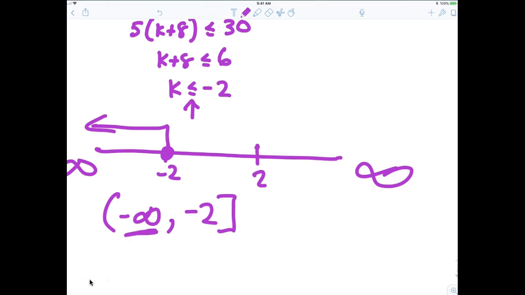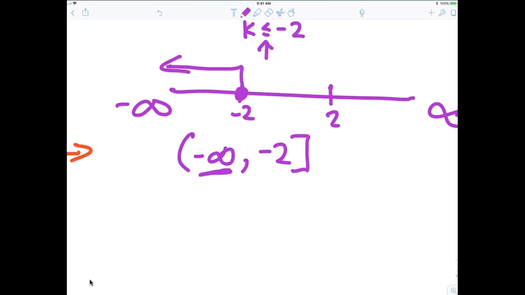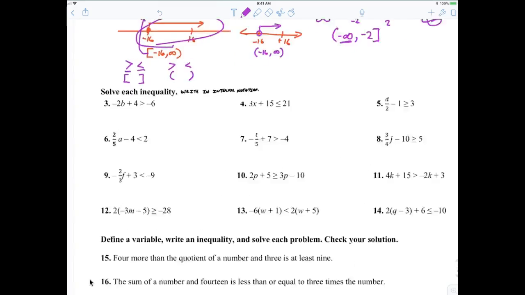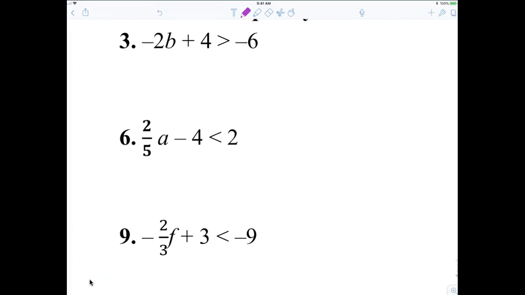Does it matter if the hard bracket is on the right or the left? The reason it's on the right is because the bracket is always going to be around the number. Never infinity. Bracket will never be at infinity because you can't ever get to infinity. Infinity is not a number, it's an idea. Okay. All right. So here we go. Now let's practice on number 3 real quick.